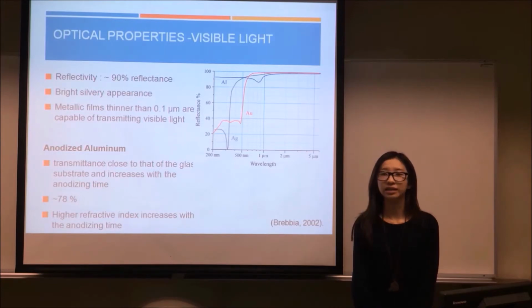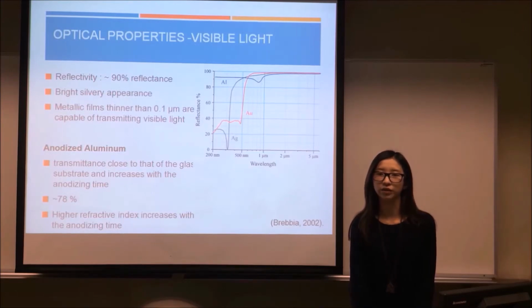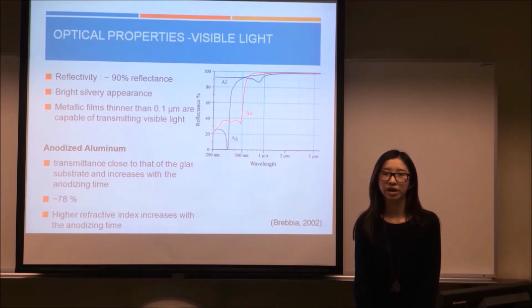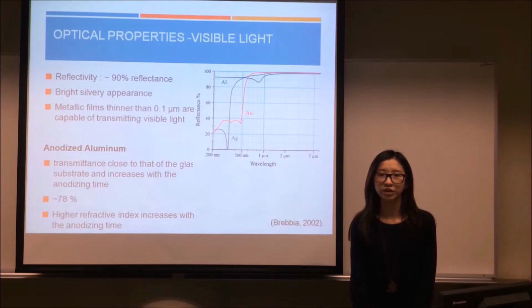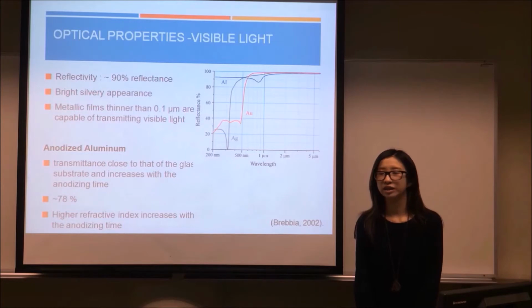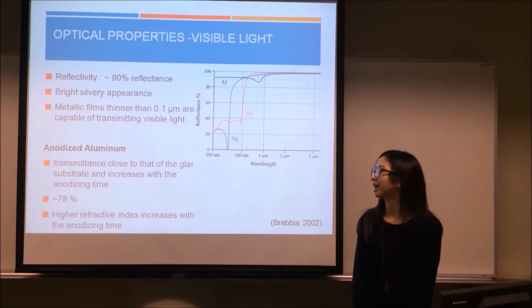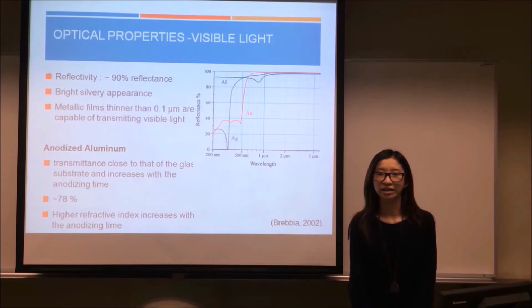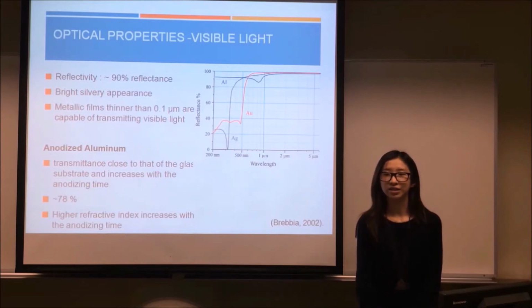For anodized aluminium, the optical properties are highly dependent upon the anodizing process used. After anodizing, the average transmittance of visible light is found to be close to that of the glass substrate and increases with the anodizing time. As the aluminium is completely converted into oxide, the average transmittance of the anodic aluminium film is about 78%, and a higher refractive index is recorded, increasing with the anodizing time.